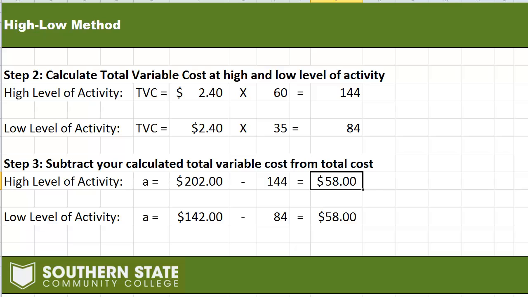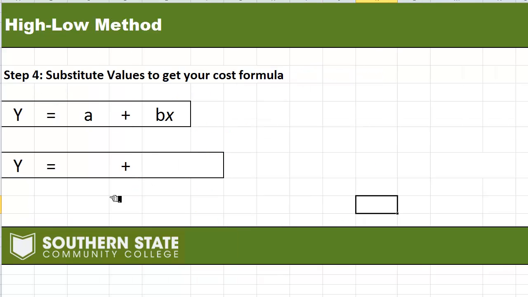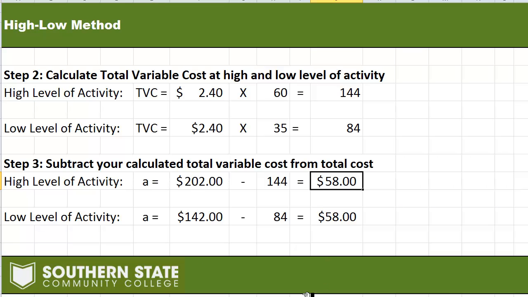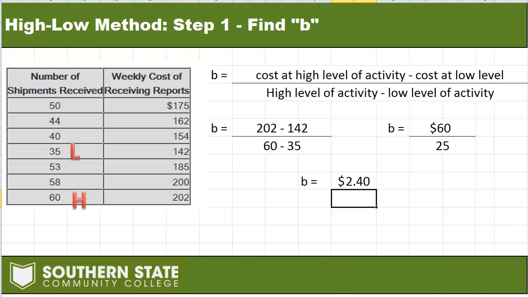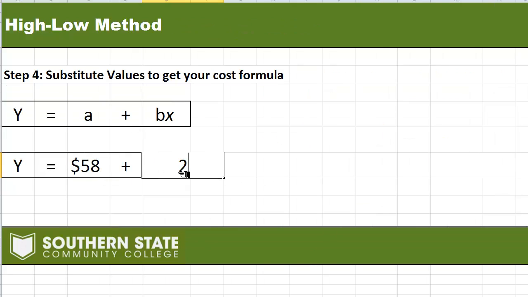So all that's really left to do is plug in our variables. Y equals A plus BX. We said A, we just calculated, is going to be 58. I got that right there, 58. We said B was $2.40. So the formula is going to be Y equals $58 plus $2.40 times X, which is the level of activity. If we look back at the prompt, that's the answer to A.